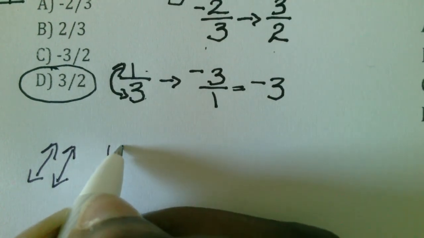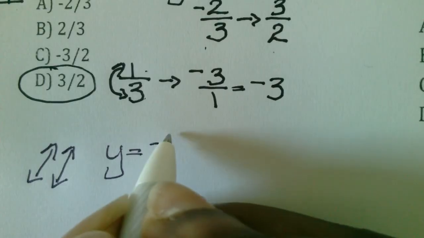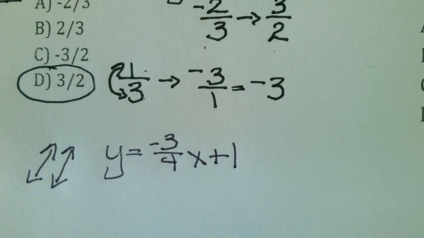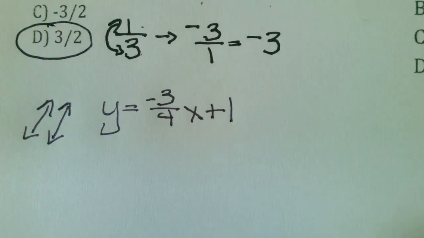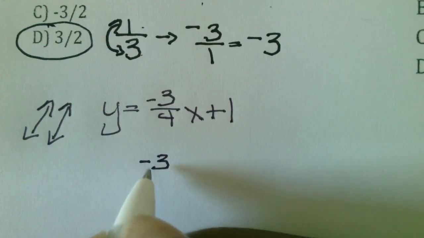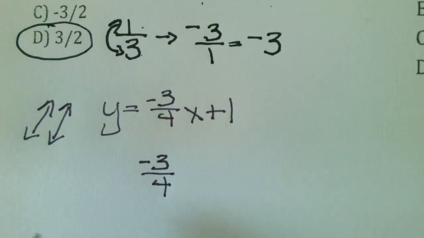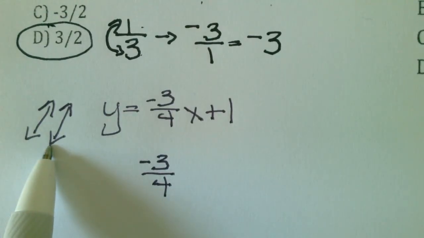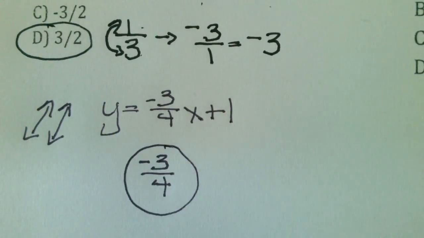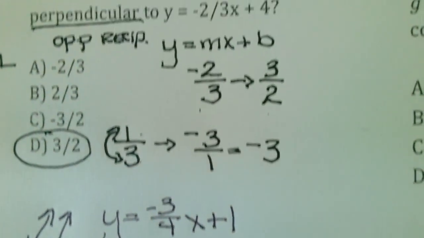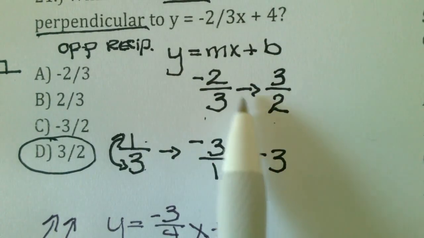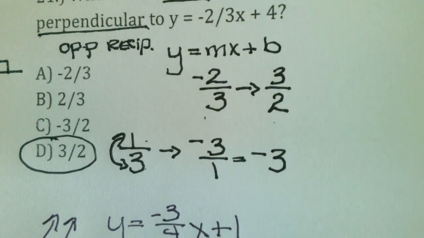Say the equation was y equals negative 3/4 x plus 1, and they want the slope of the line that's going to be parallel to this. Again, we're looking at our negative 3/4. Parallel lines never intersect, but they both have the same slope. So negative 3/4 will be parallel. Perpendicular is when you do the opposite reciprocal: change the sign, then flip. Okay? All right.